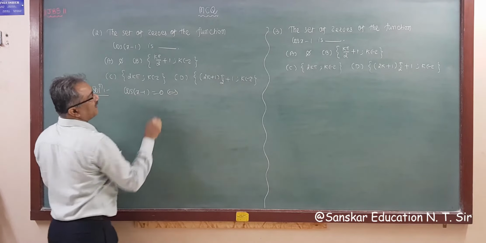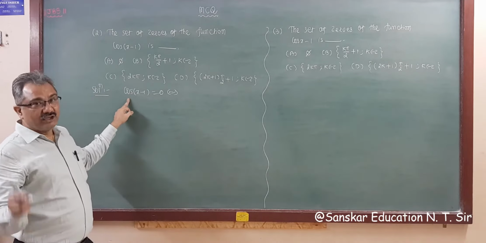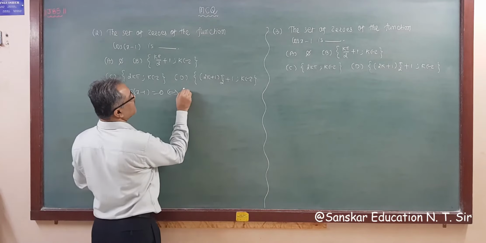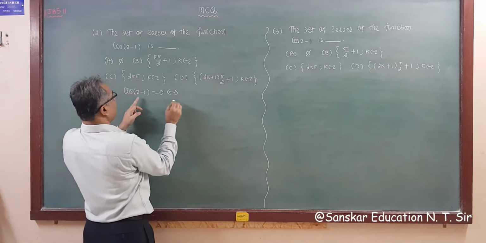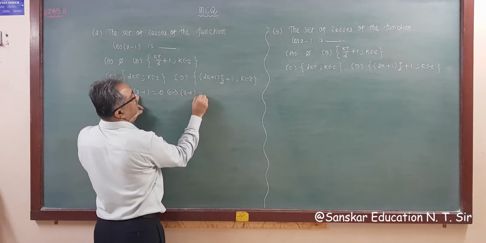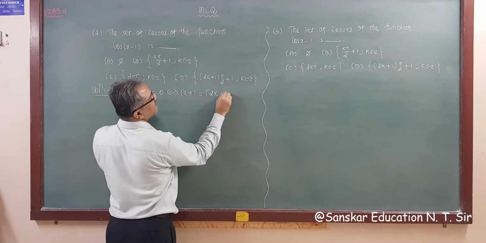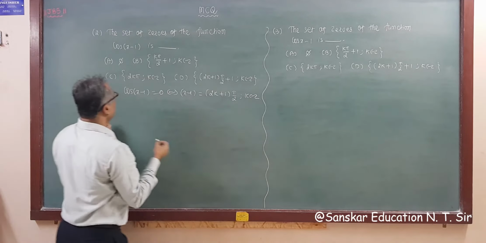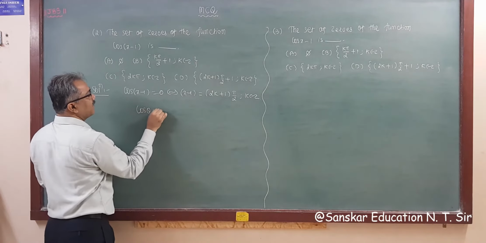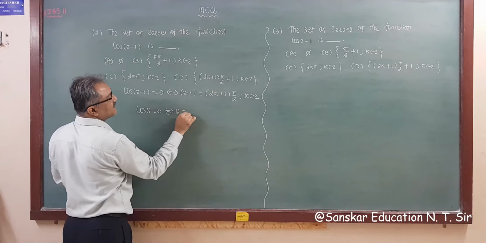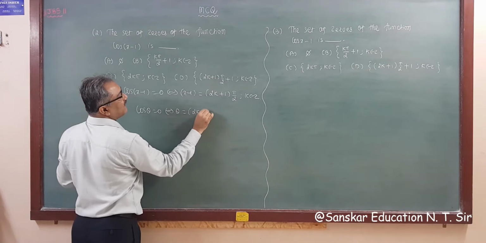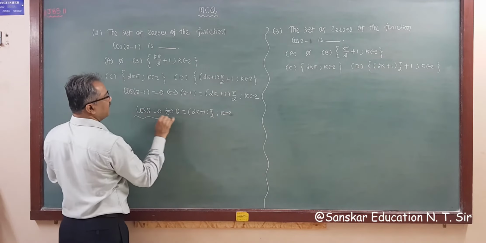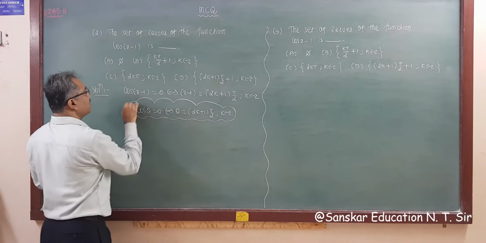So this implies the set of zeros for cos is (2k+1)π/2, as we saw earlier, right? So what is your answer? This is x minus 1. This x minus 1 is equal to (2k+1)π/2, k belongs to Z, because cos θ is equal to 0 implies θ is equal to (2k+1)π/2, k belongs to Z. This is your formula. This is the set of zeros for cos.